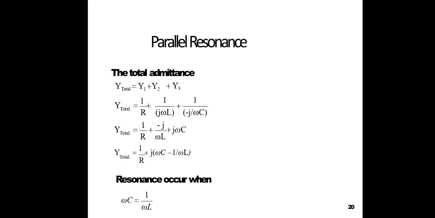Therefore the total admittance is equal to 1 by R plus 1 by j omega L plus 1 by minus j by omega C, which is j omega C. So it should be rewritten as the total admittance equal to 1 by R plus minus j by omega L plus j omega C. Again you rewrite that equation: 1 by R is as it is, and j is common. Therefore omega C minus 1 by omega L. So this is the total admittance of the parallel resonant circuit.